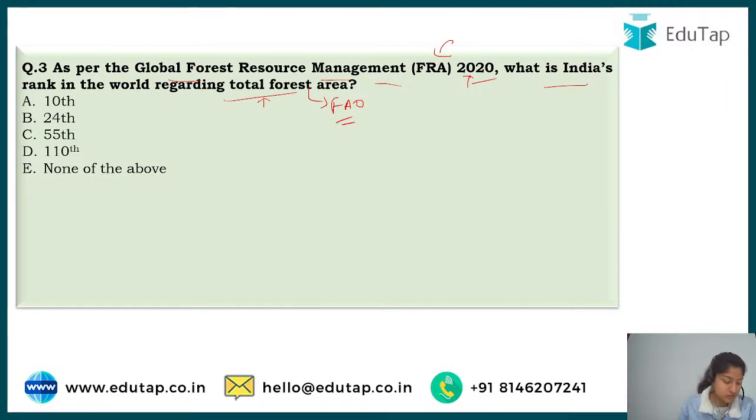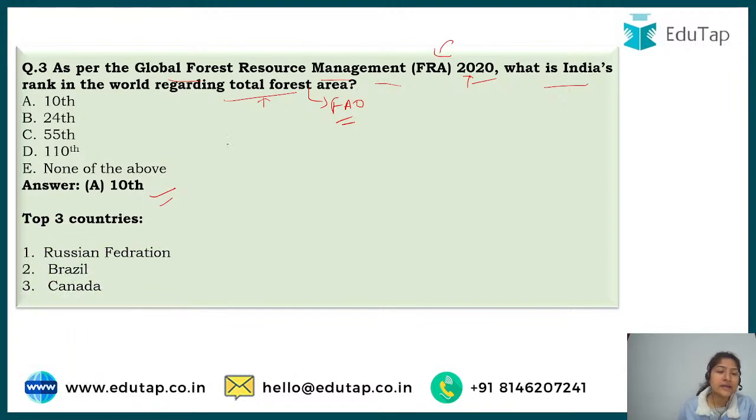The correct answer over here is, oh okay, Vikram says 10th, and yes, Vikram is right, 10th is the correct answer. India stands 10th in that ranking. India contributes approximately 2% of the total forest area of the world, and the top countries are: first the Russian Federation, second Brazil, and third Canada, and India ranks 10th. So this was question number 3. New Era also said the correct answer, then Supriya, Rohan, Arun, Paras also said the correct answer. Very good, all of you.